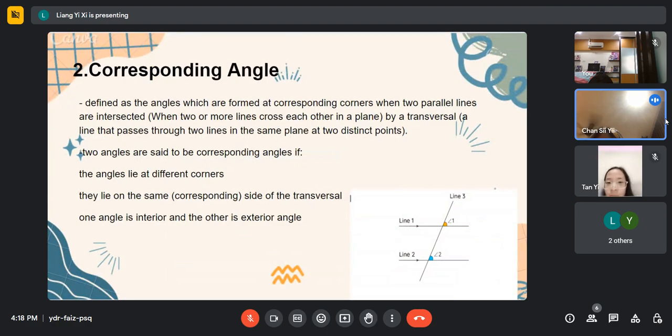The second is corresponding angles, defined as the angles formed at corresponding corners when two parallel lines are intersected, meaning when two or more lines cross each other in a plane, by a transversal, a line that passes through two lines in the same plane at two distinct points. Two angles are said to be corresponding if they lie at different corners, on the same corresponding side of the transversal, with one angle interior and the other exterior.